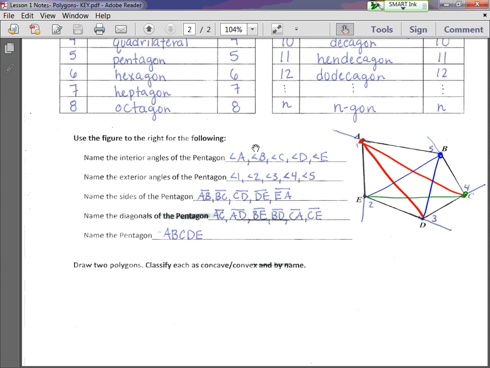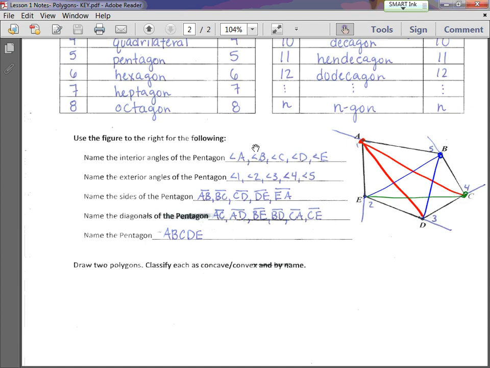So we see that we have 6 diagonals there. You don't have to repeat if it's already been labeled, because remember we can write this as CE or EC. And then our last piece here, where it says name the pentagon, is a very important thing in geometry, because a lot of times students will set up the problem wrong because they aren't familiar with how to name a polygon. When we name any polygon, we want to go in either a clockwise or counterclockwise motion.